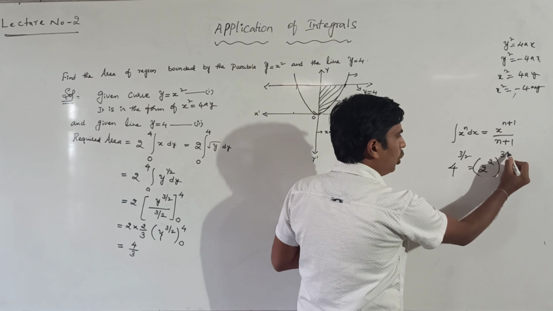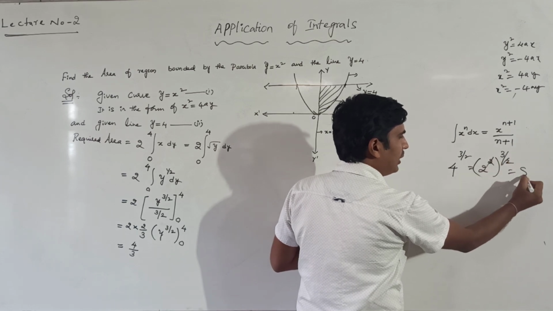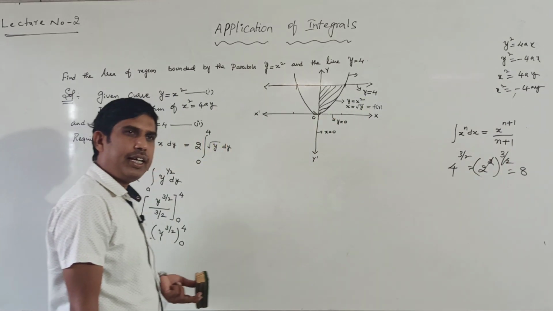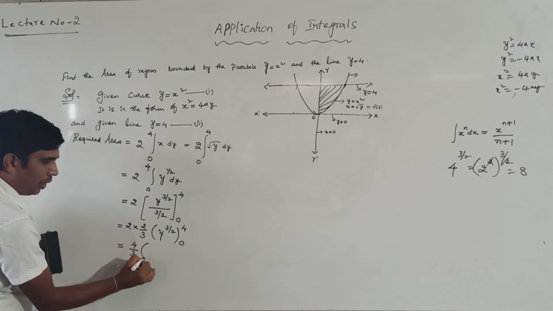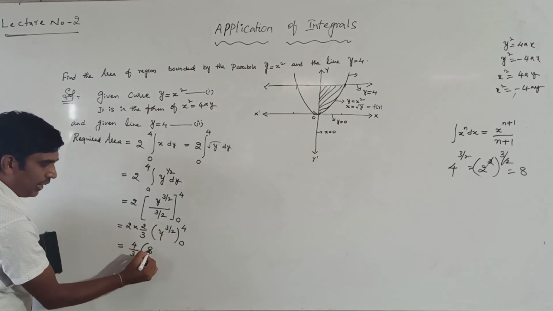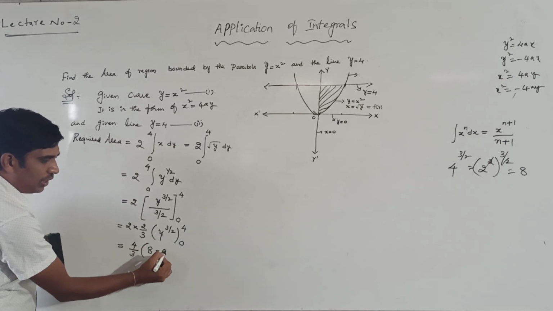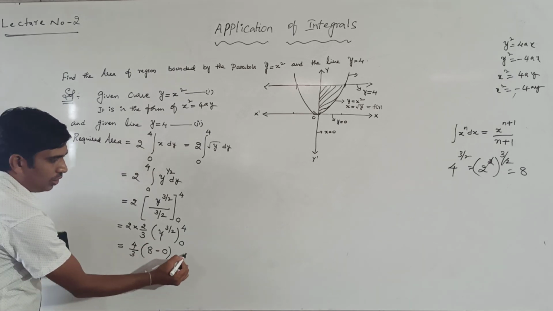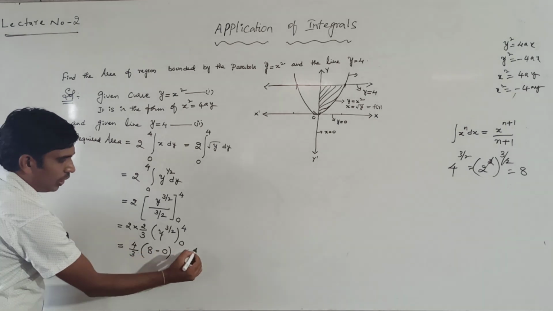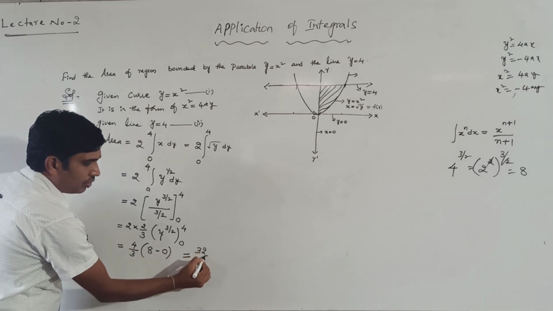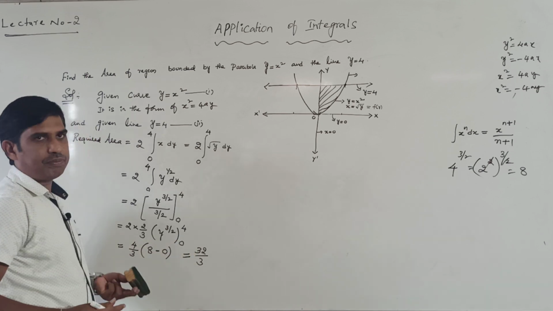2 square whole power 3 by 2. This 2 cancels. What will we get? Nothing but 8. Therefore, upper limit substituted we get 8, minus the lower limit substituted, which anyway will be 0. Therefore, what answer will we get? Nothing but 32 by 3.